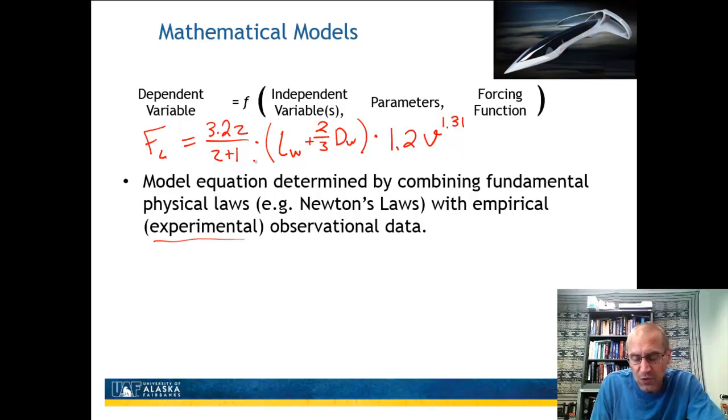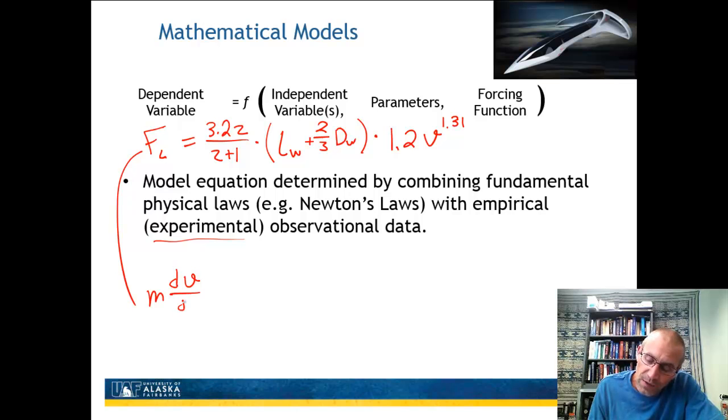All right, so we had some combination of physical laws relating to lift, and then some observational data, that gave us this very complicated equation for the lift force. And the lift force, we realized, would be, for example, the mass of the plane times the change in velocity with time.